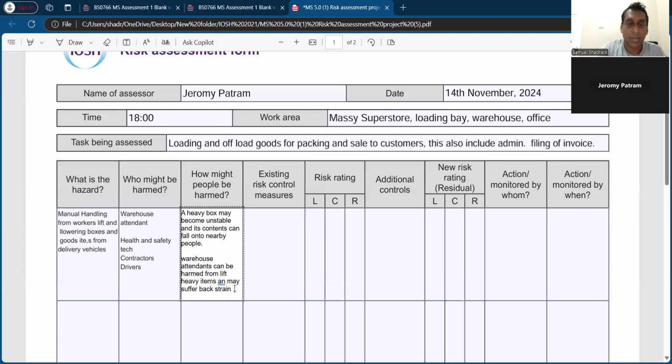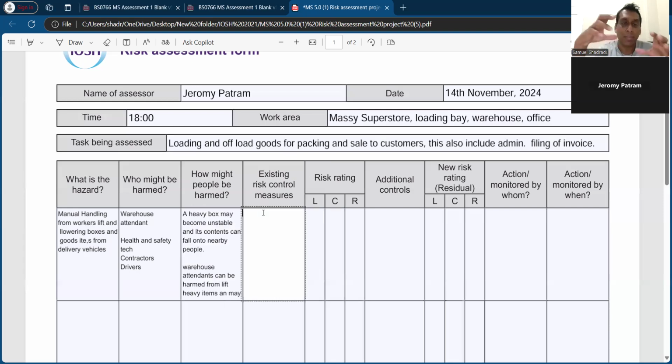All right. So back strain. Oh, it didn't take anything else. Okay, so I think it's a limited number of space. When you see it stop, you can stop right there. So existing risk control measures in place. This is like what you have in place.